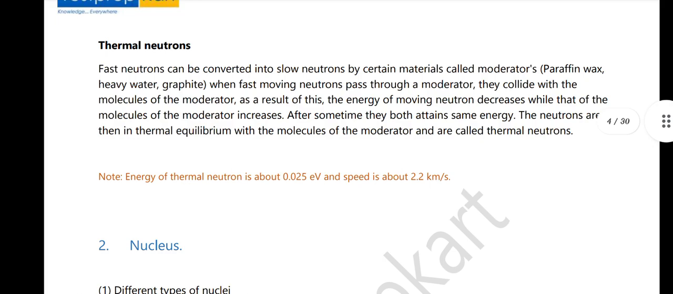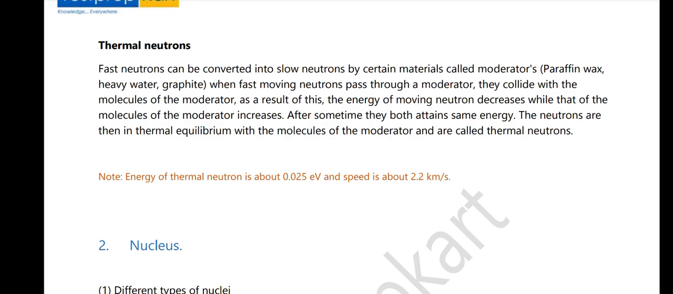In neutrons, the fast neutron can be converted into a slow neutron by a certain material called a moderator. Moderators are like paraffin wax, heavy water, and graphite. When fast moving neutrons pass through a moderator, they collide with the molecules of the moderator.